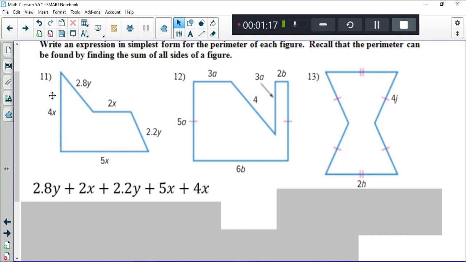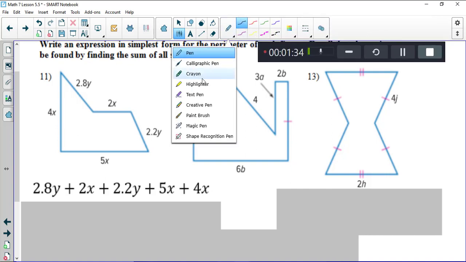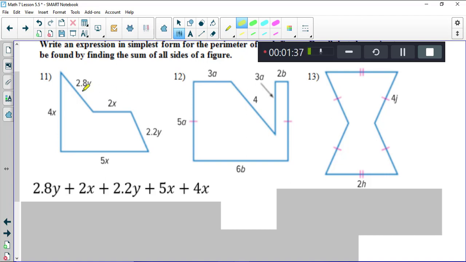Again, just going clockwise around the figure. You don't have to go in any particular order. I just like to go clockwise so I don't miss any. It's also not a bad idea to maybe cross them off as you go, just to make sure you hit them all. Here, I could actually highlight as I go to make sure that I'm hitting all of those sides. Just have to move my record button out of the way here. But I've got my 2.8y, got it down there, 2x, 2.2y, 5x, and 4x.